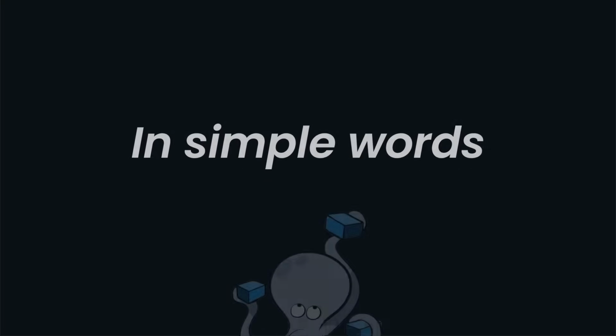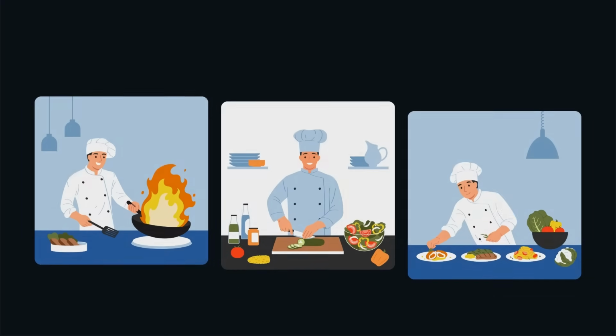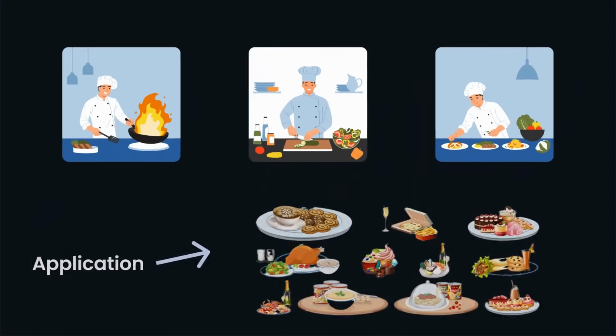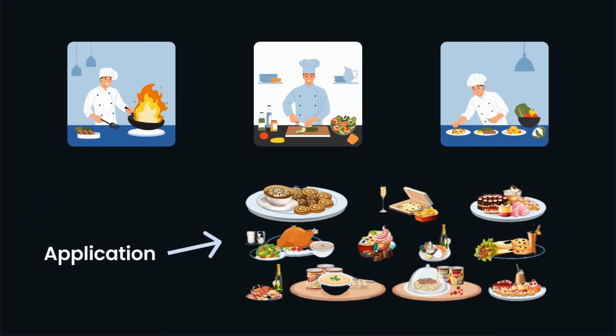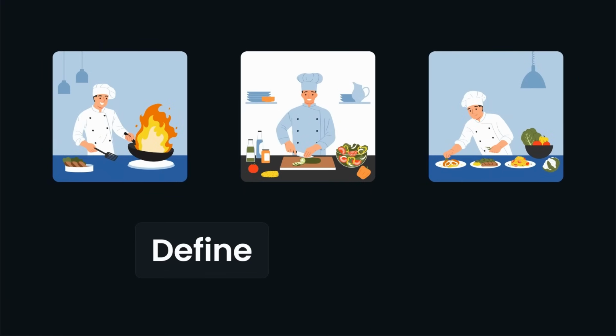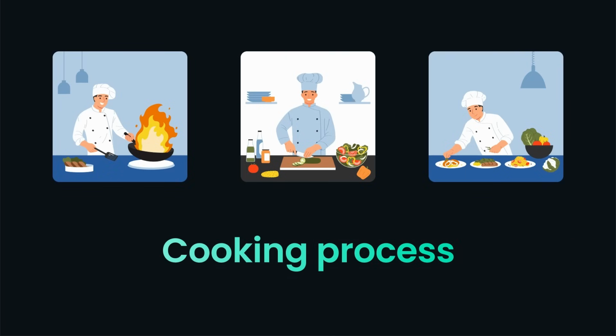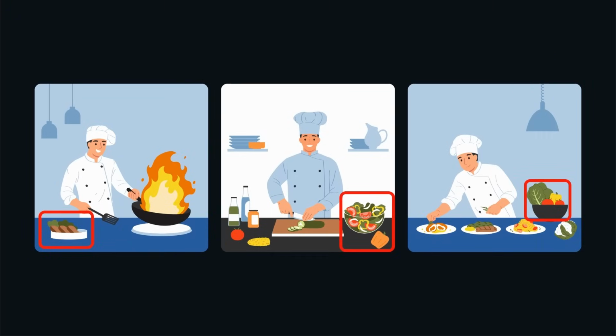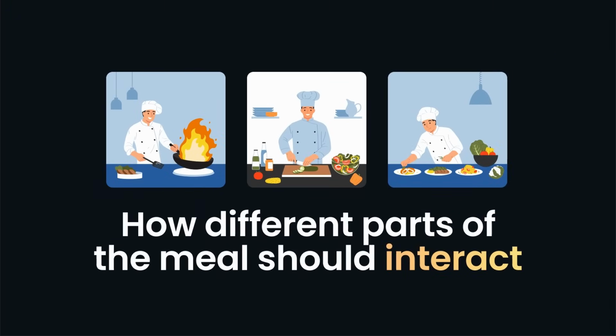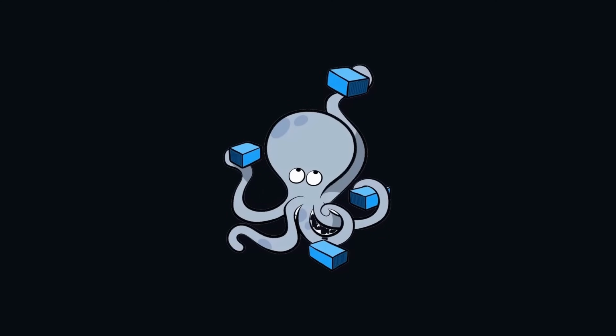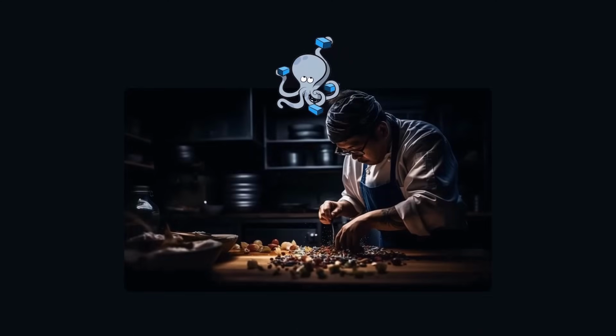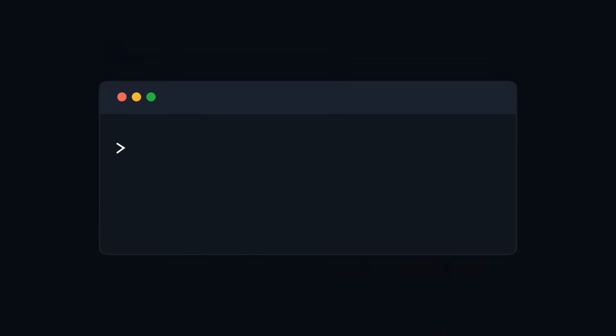In simple words, Docker Compose is like a chef's recipe for preparing multiple meals in a single dinner. It allows us to define and manage the entire cooking process for recipes in one go, specifying ingredients, cooking instructions, and how different parts of the meal should interact. With Docker Compose, we can serve up our entire culinary experience with just one command.